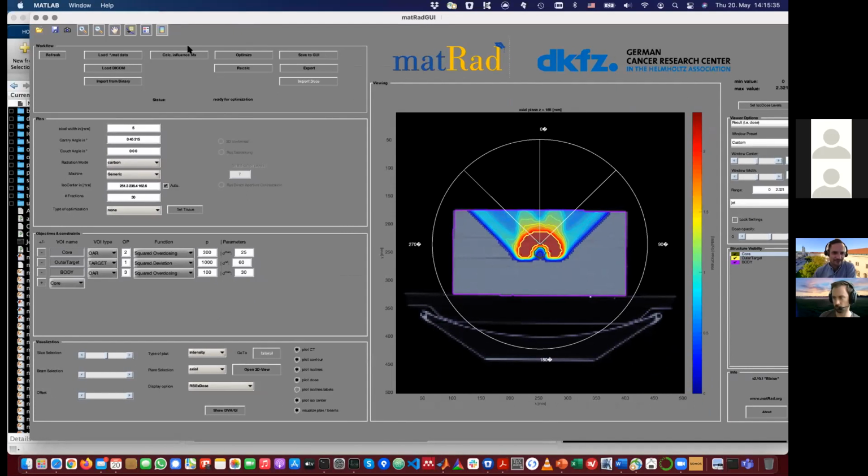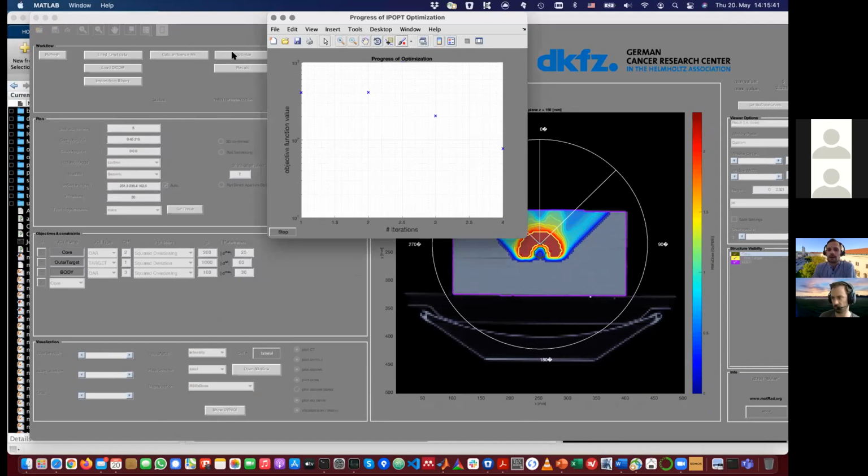All right, and now we click on the optimize button, and now we optimize a carbon ion treatment plan, only looking at the physical dose. And as you know, I was selecting 2 gray per fraction as target dose, as homogeneous target dose.